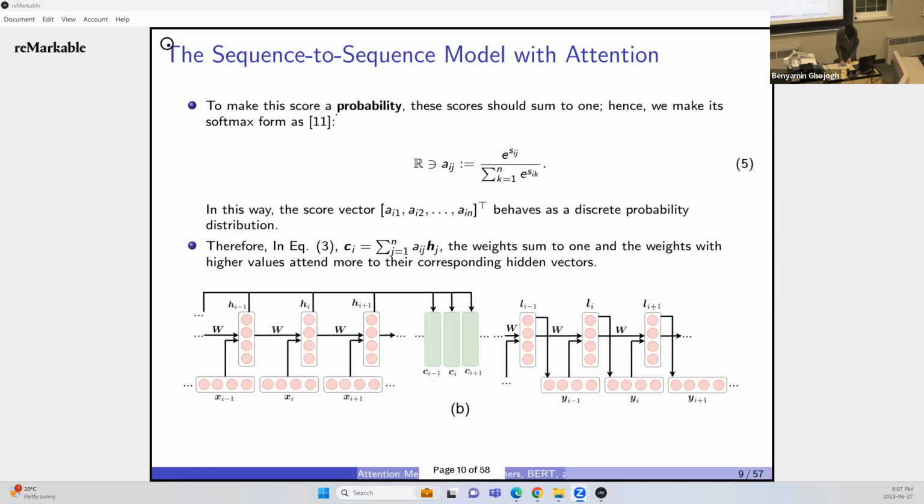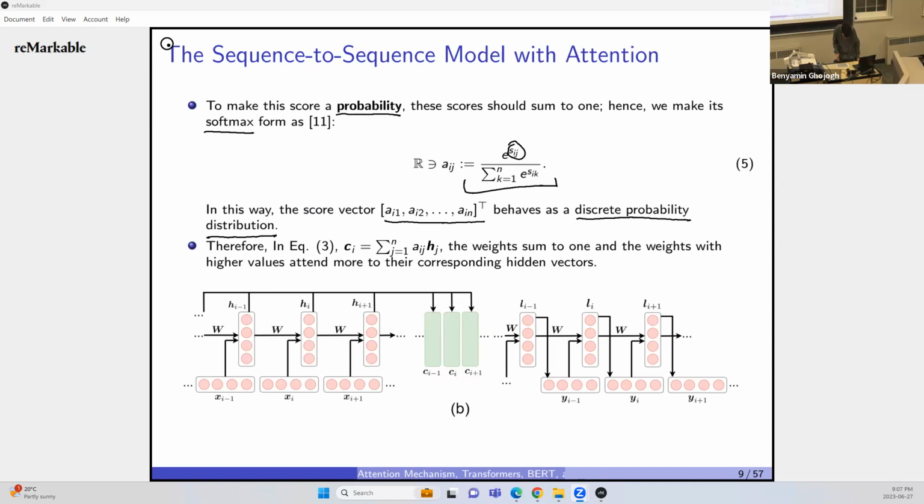This score is not necessarily a probability. In order to make it one, the technique was what? You tell me. Softmax, one of the techniques we already talked about. So we use softmax: e to the Sij over the summation of e to the Sij. The score vector now behaves as a discrete probability distribution. It sums to 1 and the values are between 0 and 1.